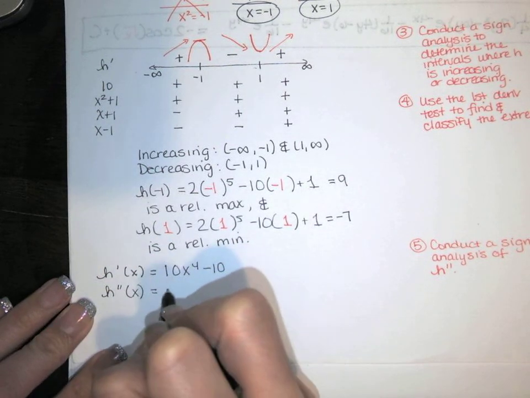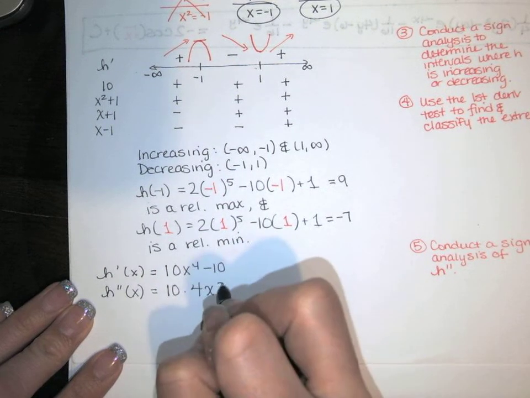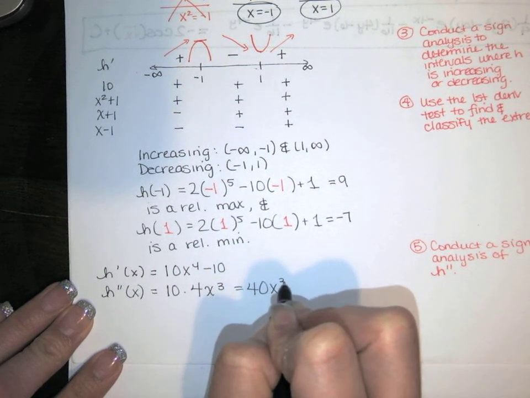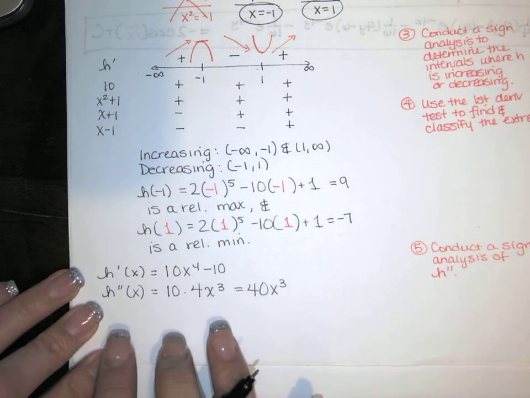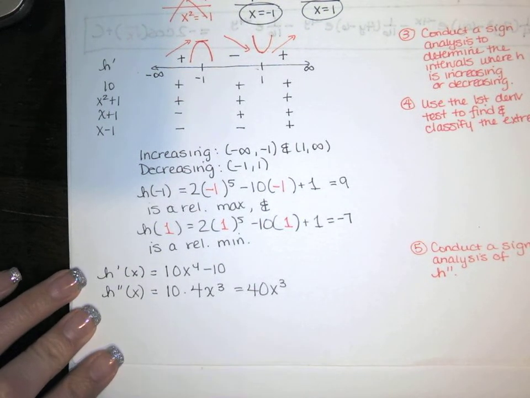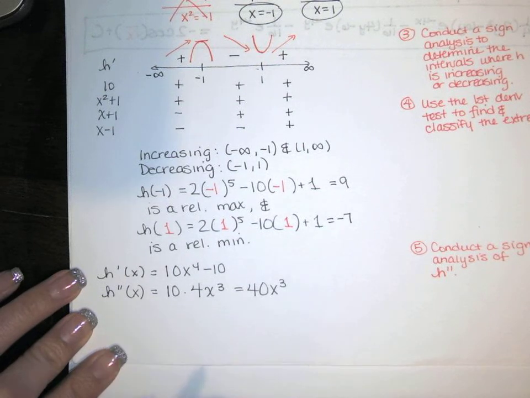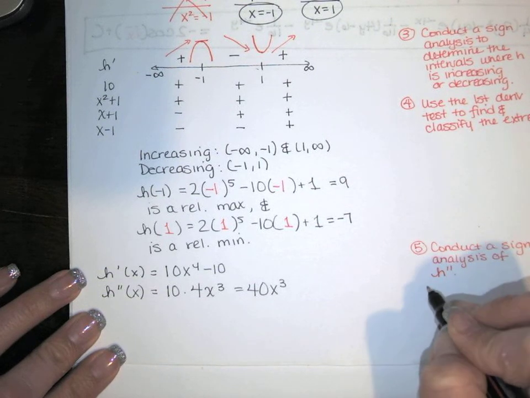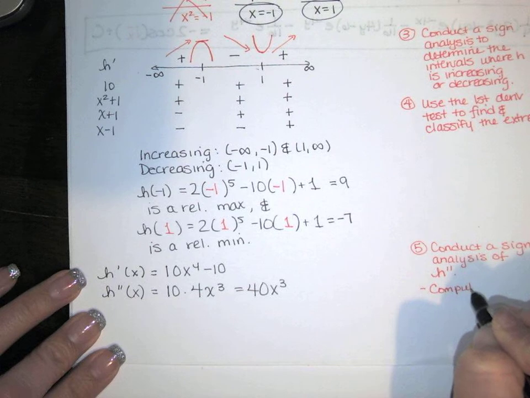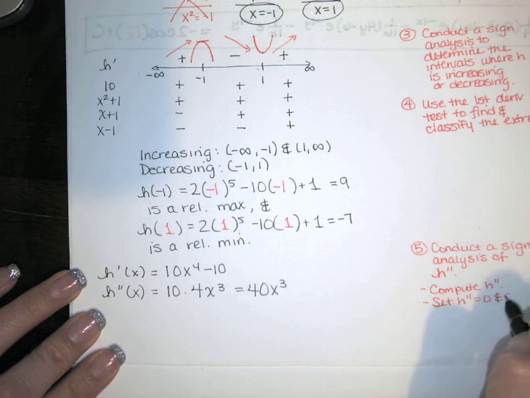Second derivative is just 10 times the derivative of x to the fourth. So that's 4 times x to the 1 less power. So we get 40x cubed. Now, in order to find the intervals where the function is concave upward or concave downward, we need to find out where the h double prime is 0. Those are going to create the tick marks on our number line. So when we conduct a sign analysis of h double prime, you're going to compute h double prime, set h double prime equal to 0 and solve for x.